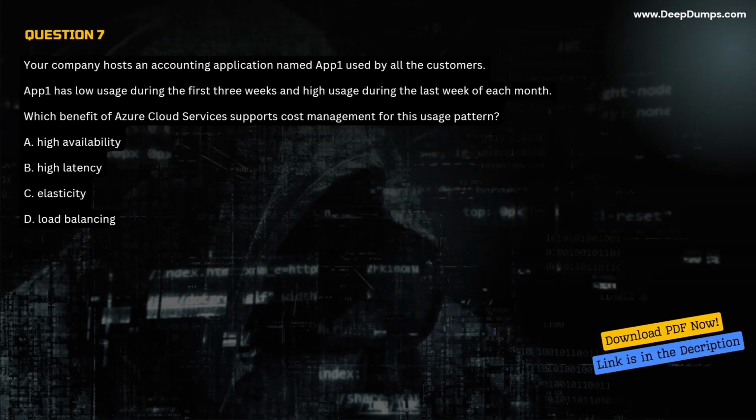Question 7. Your company hosts an accounting application named App 1 used by all the customers. App 1 has low usage during the first 3 weeks and high usage during the last week of each month. Which benefit of Azure Cloud Services supports cost management for this usage pattern? A. High availability. B. High latency. C. Elasticity. D. Load balancing. Correct answer is C. Elasticity.